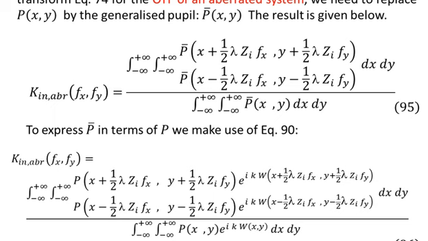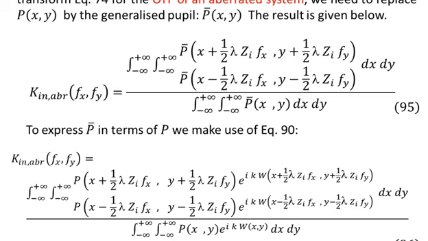So this is the aberrated transfer function of the incoherent system as a function of x, y. And we have also written this equation without aberration, when we used P instead of P bar. Now we are using P bar. It means that we are including the aberrations, and P bar has been used in the numerator as well as in the denominator.